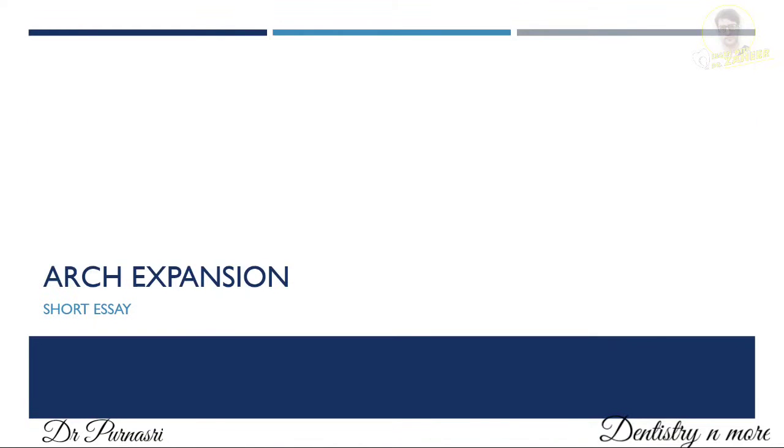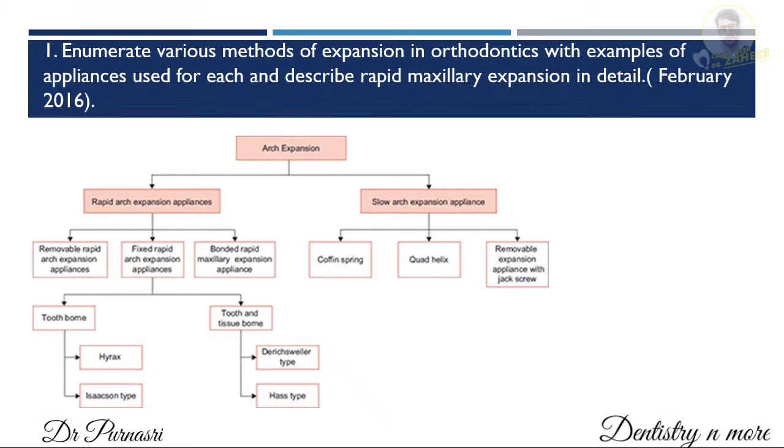Last topic for today is arch expansion. So enumerate various methods of expansion in orthodontics with examples of appliance used for each, and describe rapid maxillary expansion in detail. So this flowchart I had shown you previously also. So arch expansion can be rapid and slow. Then you write about, under rapid we have removable, fixed and the bonded.